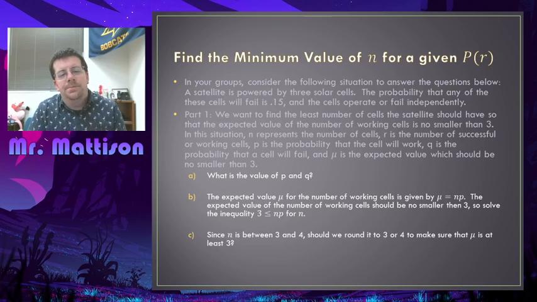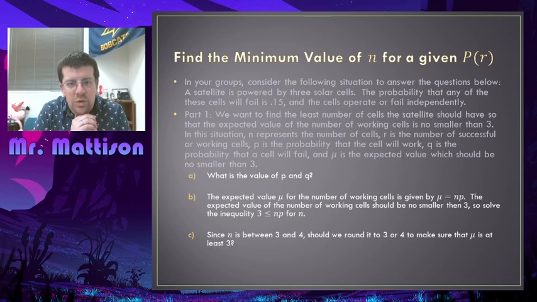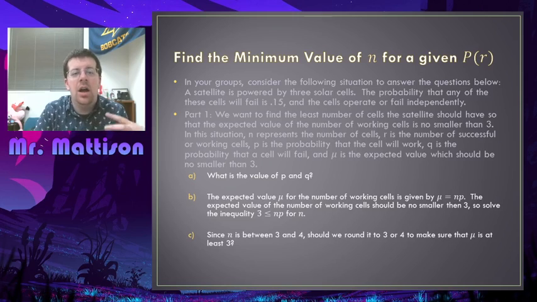All right, so part 1. We want to find the least number of cells that a satellite should have so that the expected value of the number of working cells is no smaller than 3. Okay, so 3 or more cells working is fine, because once we have less than 3, our satellite no longer has the power that it needs, so it can't function properly.